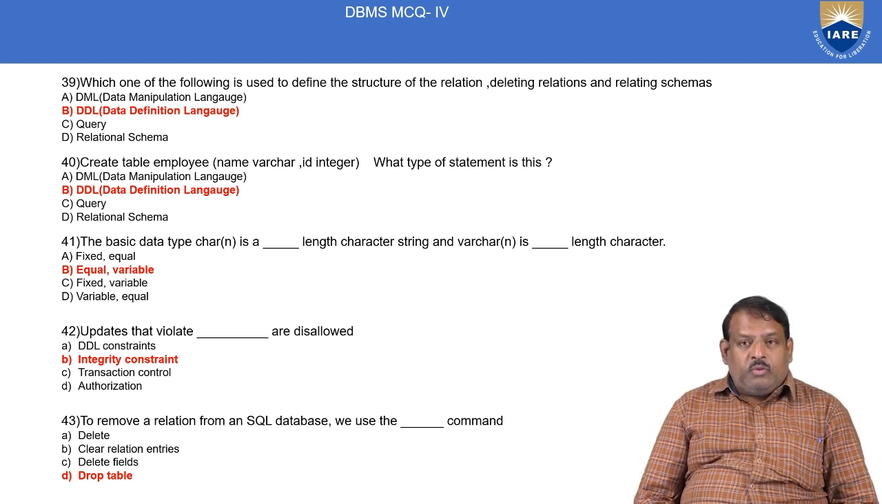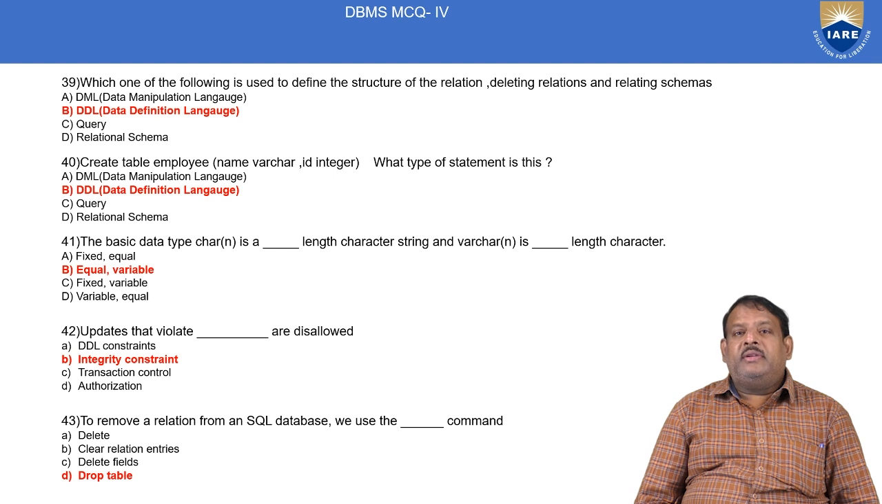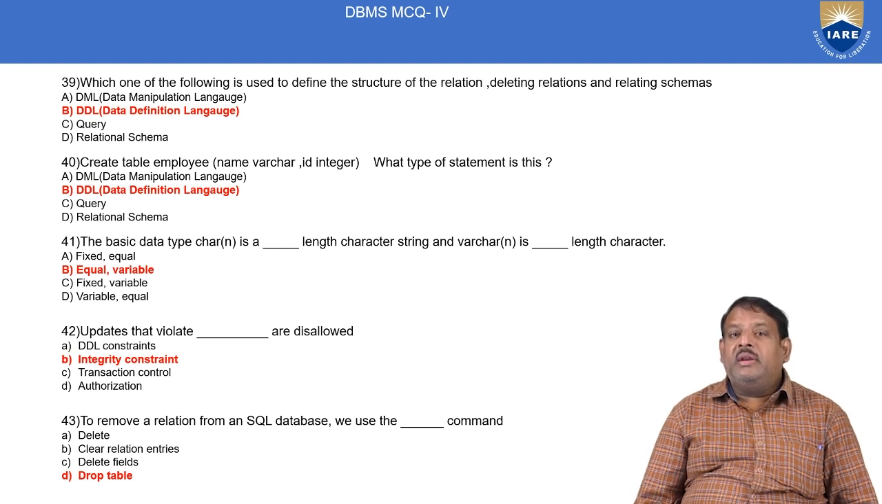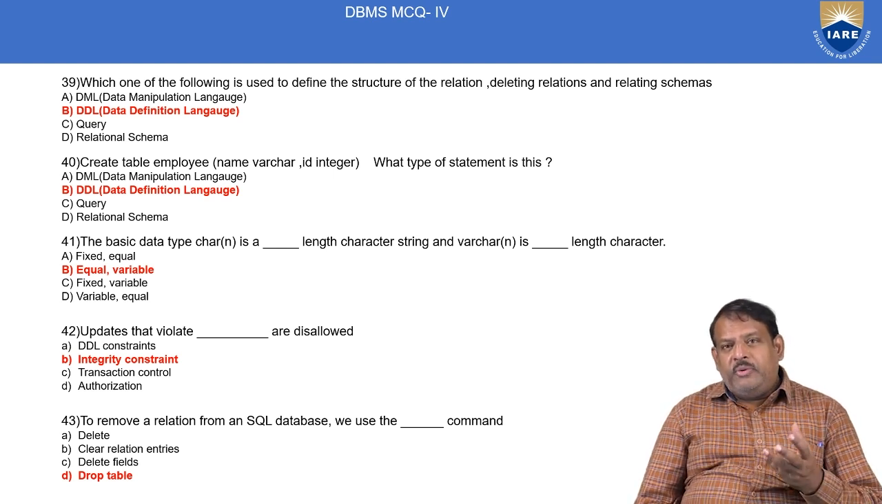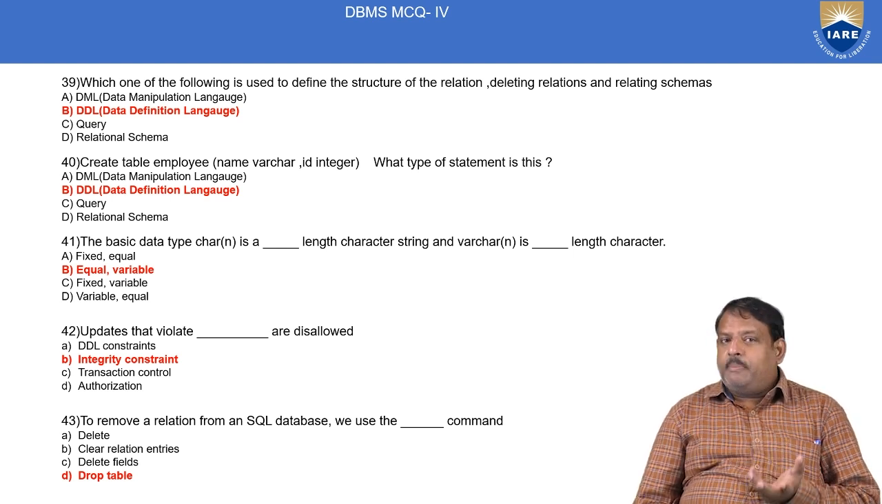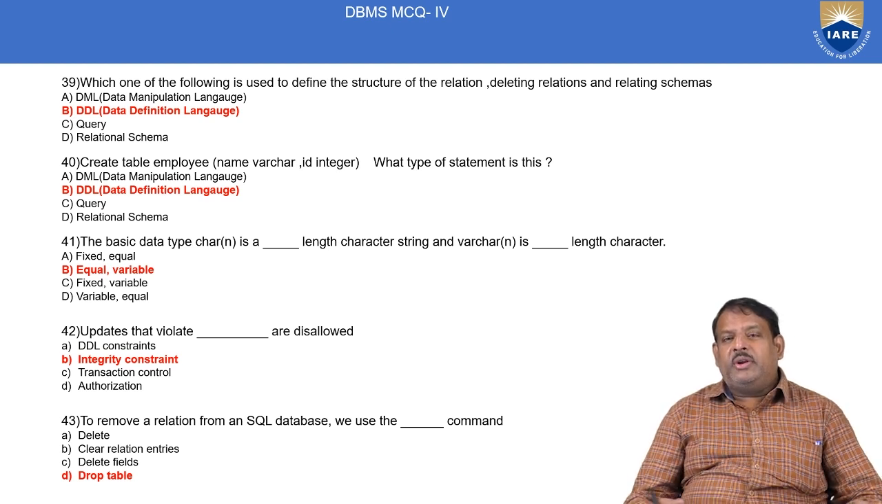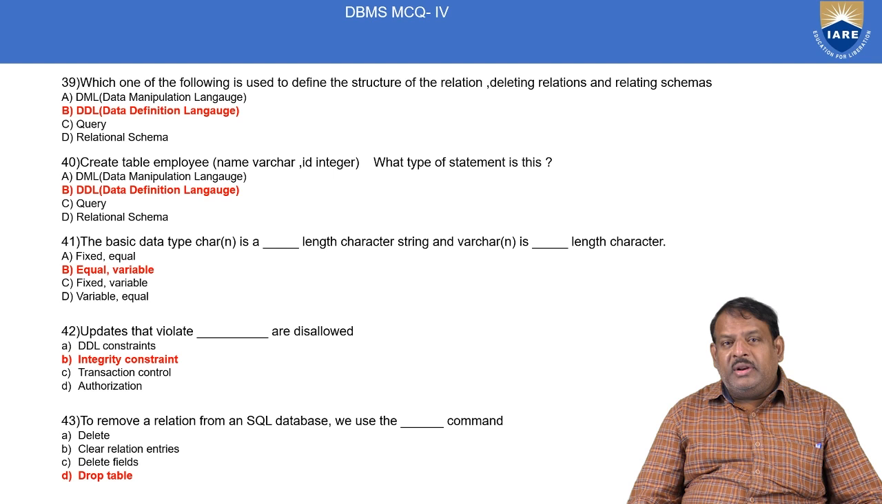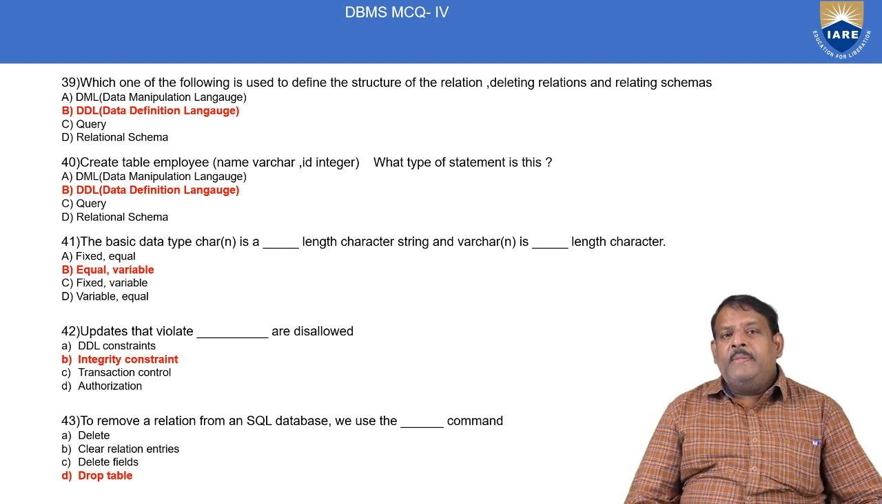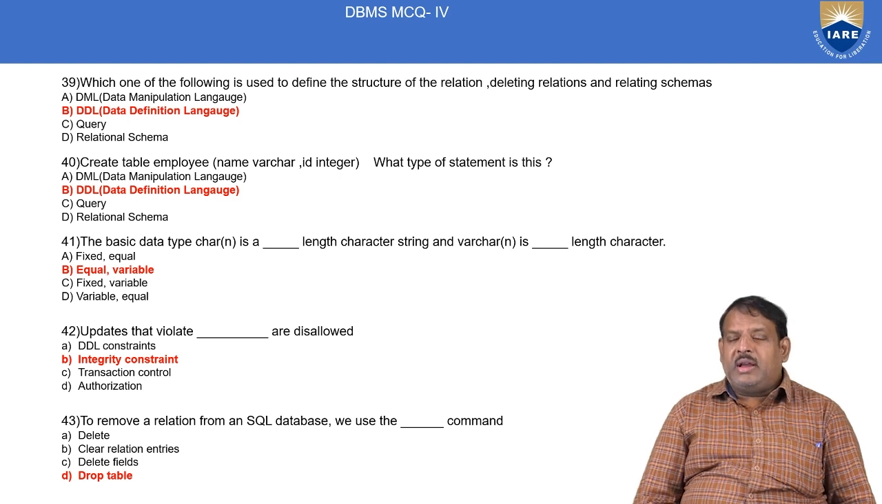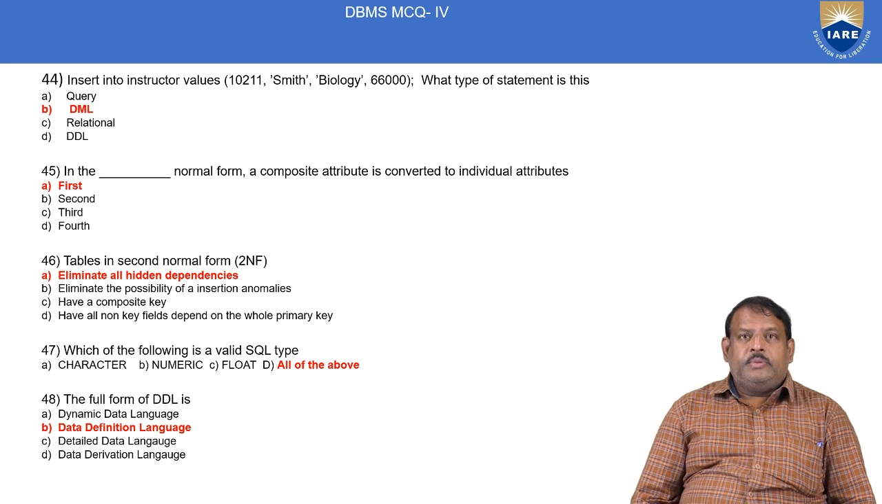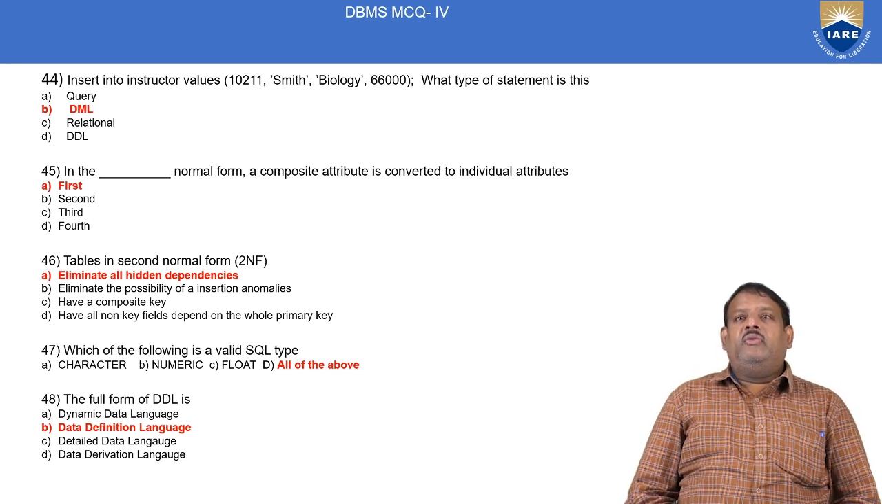Next, 43rd question. To remove a relation from an SQL database, that means you have to drop a table. Then we have to use the drop command. It is not delete. Delete is used to remove records from the database table. So delete fields is also not correct. The right answer would be drop table. Drop table is a command used to drop an existing table from the database. Next, 44th question.